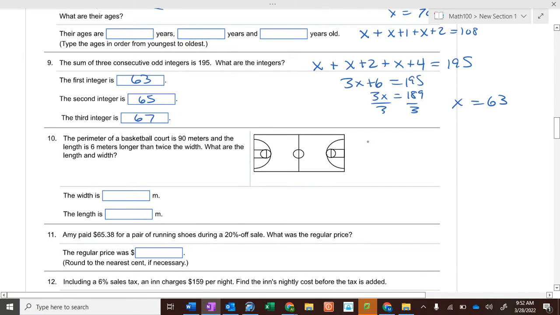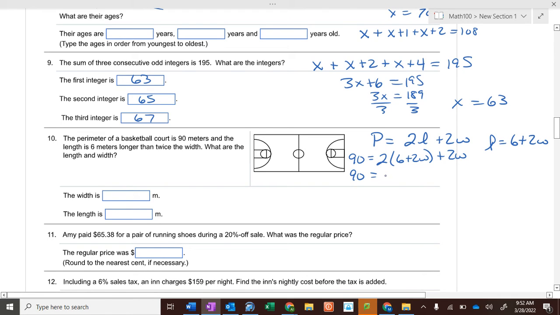The perimeter of a basketball court is 90 meters, and the length is 6 meters longer than twice the width. So the perimeter formula is 2 times the length plus 2 times the width. They say L is 6 meters longer than twice the width. Okay? So you replace the perimeter with 90. You replace L with what L is equal to, 6 plus 2W. And then you leave 2W as 2W. And then you can solve.